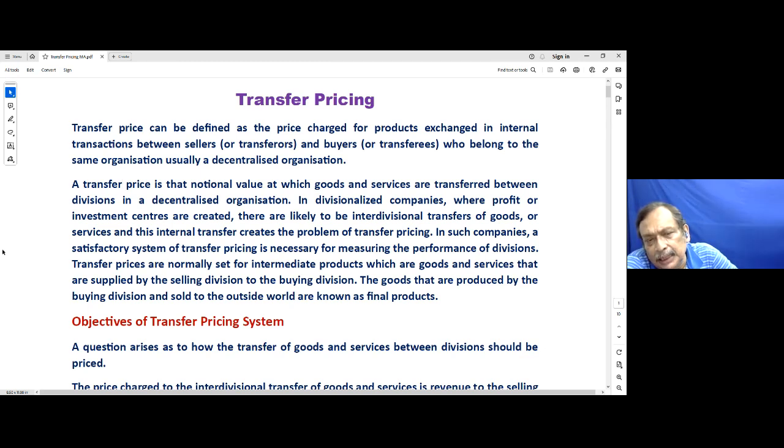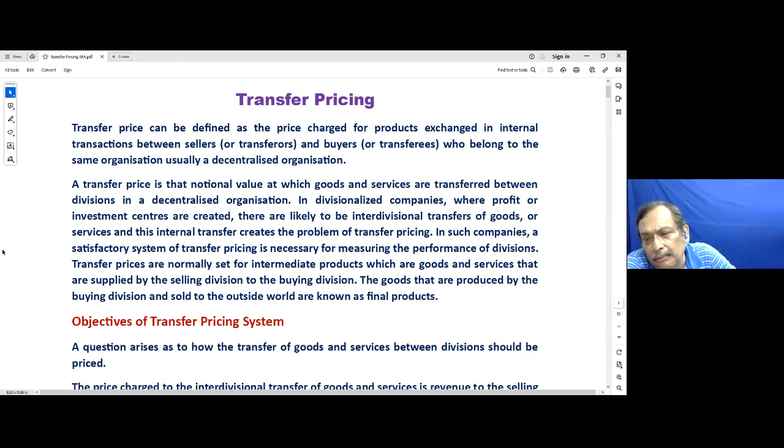Transfer prices are normally set for intermediate products. Now, what is an intermediate product? Suppose I am just giving an example. You are manufacturing a ball pen. As a transferor division, you are manufacturing the cap of the pen, and the body of the pen, including the refill, is manufactured by the transferee division. Now, you cannot get this cap available for sale in the market. You cannot get it. That's why it is called an intermediate product.